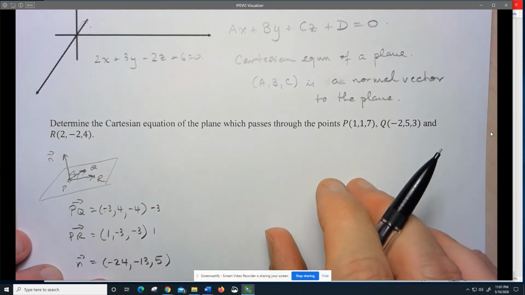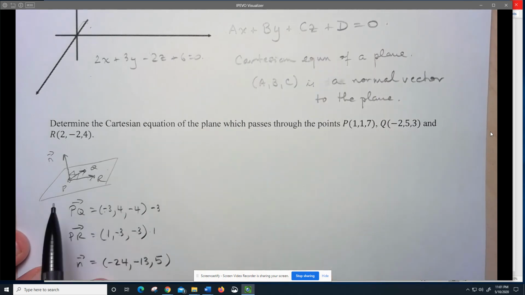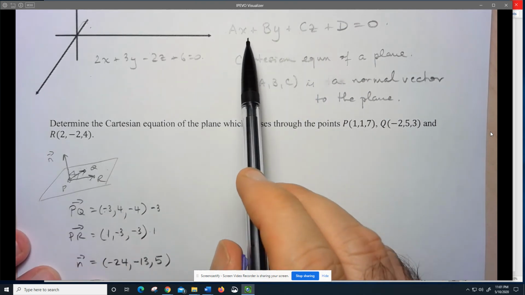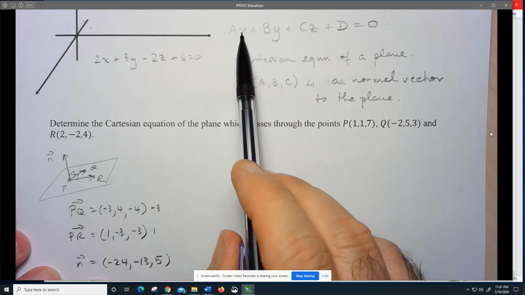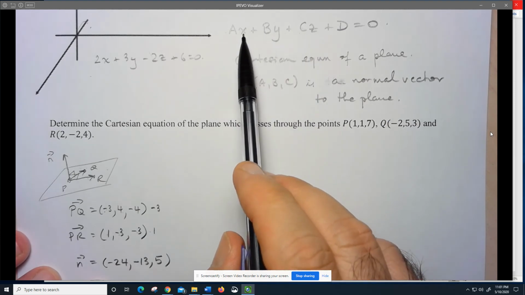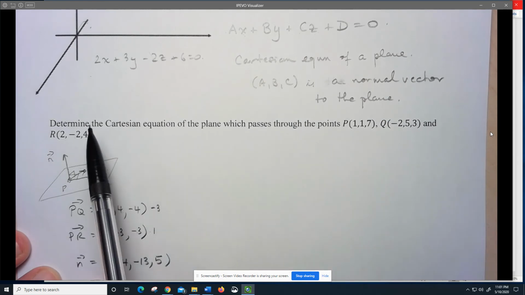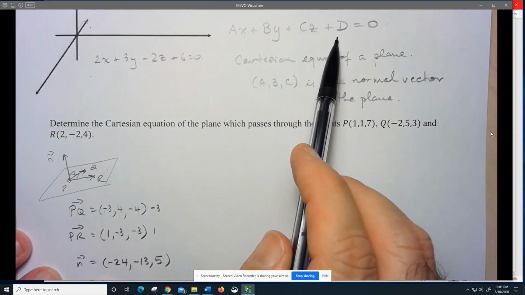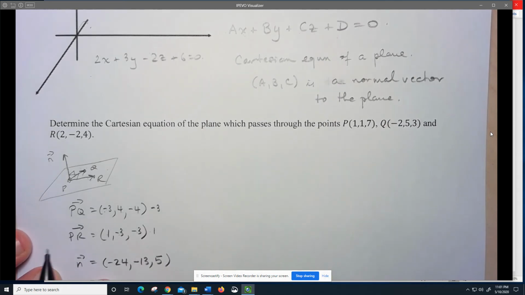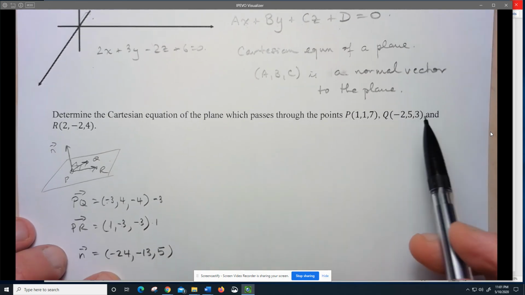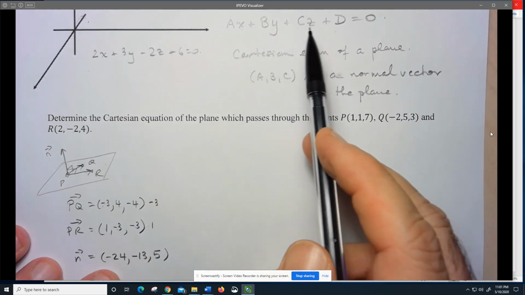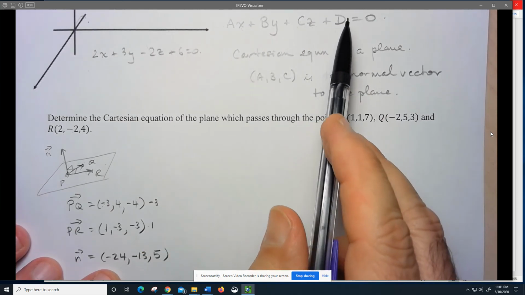So the question is, how am I going to come up with this equation? Well, remember what these three components represent. They represent my A, B, and C values. What do X, Y, and Z represent? Well, those are just the components of any point on the plane. I've got lots of points on this plane I could use. So in other words, I have everything except for that D value. Once you have the normal and once you have a point, it's just a matter of inputting all of this into your Cartesian equation and solving for D.